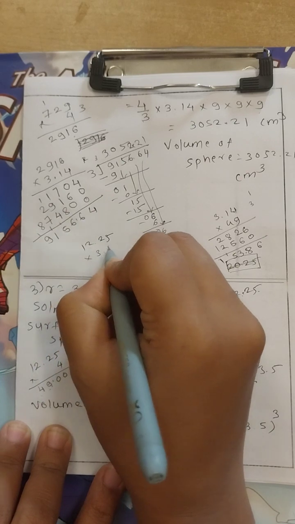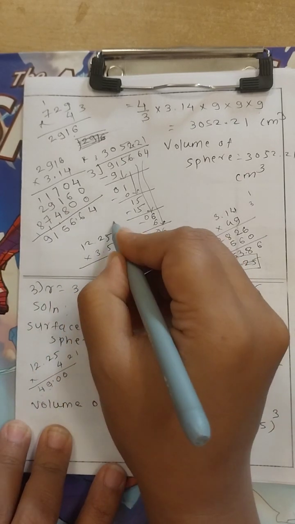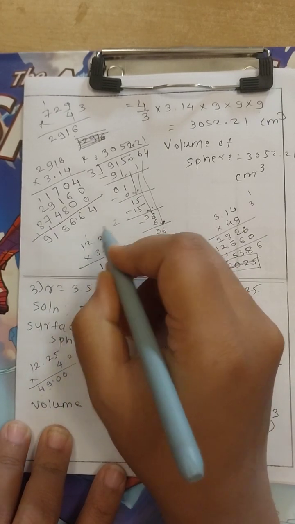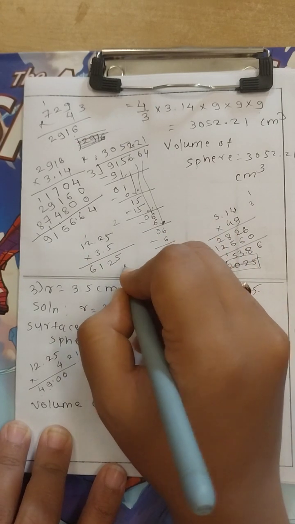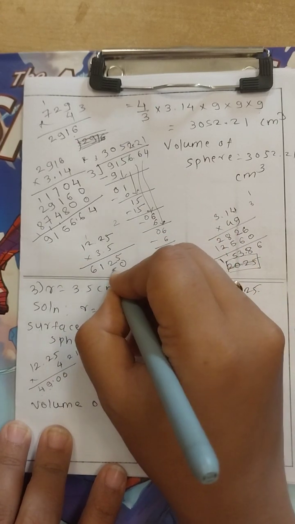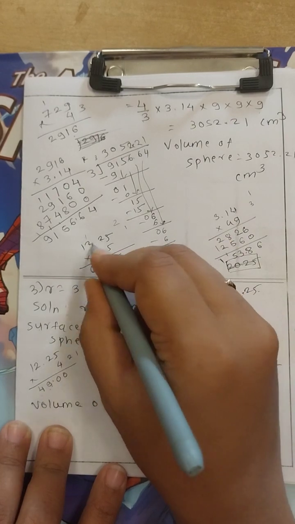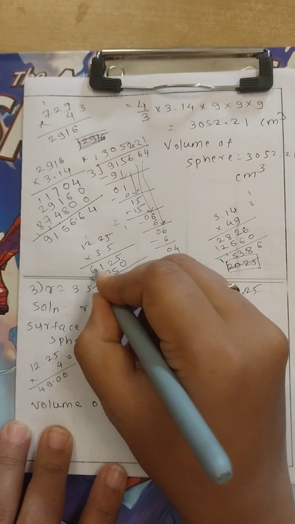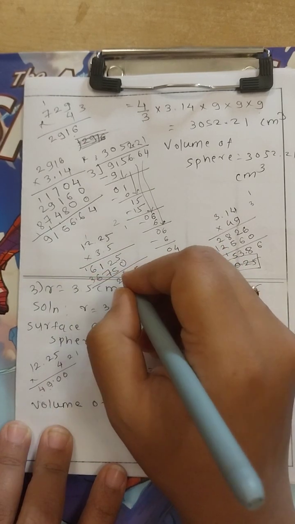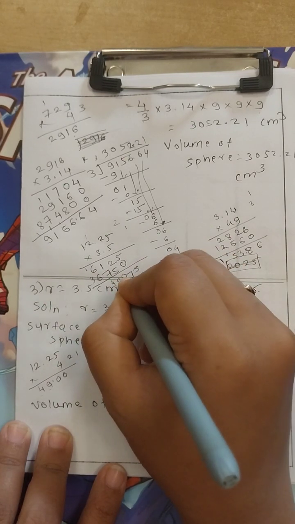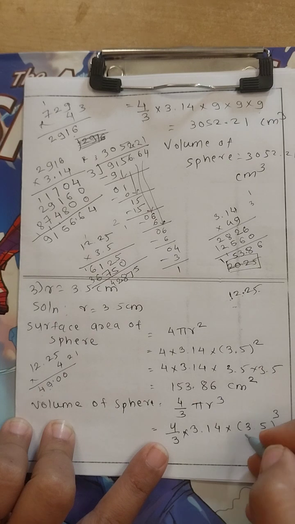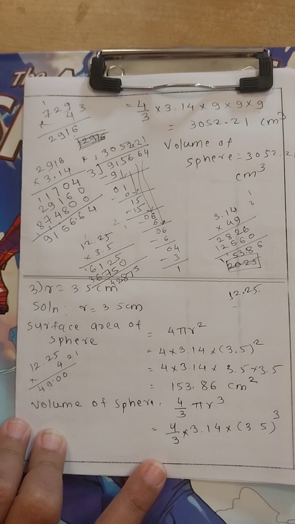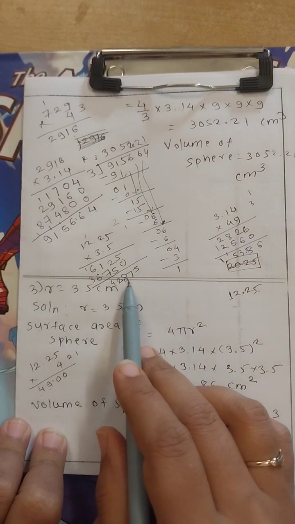12.25 multiplied by 3.5. 5 5s are 25, carry 2. 5 2s are 10 plus 2, 12, carry 1. 5 2s are 10 plus 1 is 11, carry 1. 5 1s are 5 plus 1. 0, 3 5s are 15, 5, carry 1. 3 2s are 6 plus 1 is 7, 3 2s are 6, 3 1s are 3. 42.875. Next, 3.5 bracket cube is 42.875.